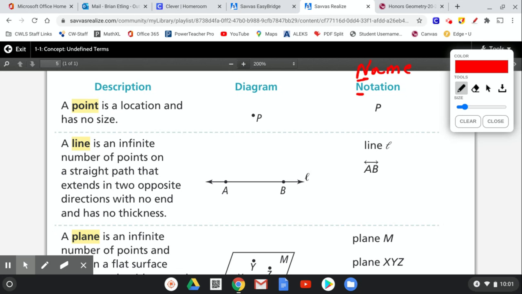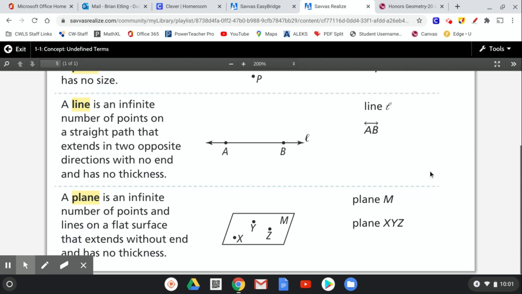So if you look at the first term that we have, it is a point. It has a location. It has no size. Even though we use a dot, it technically has no size because it's in 2 dimensions. So we have P here, with a dot next to it. In our notation, we're just going to read this as point P. Now, we are going to use points to name different things.